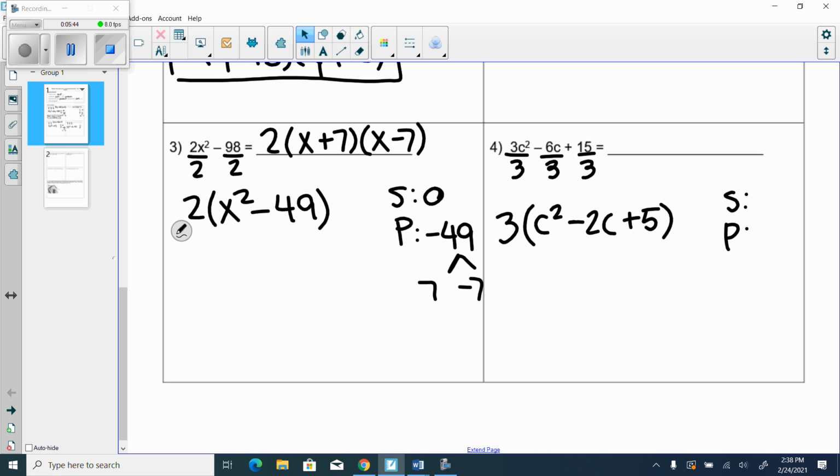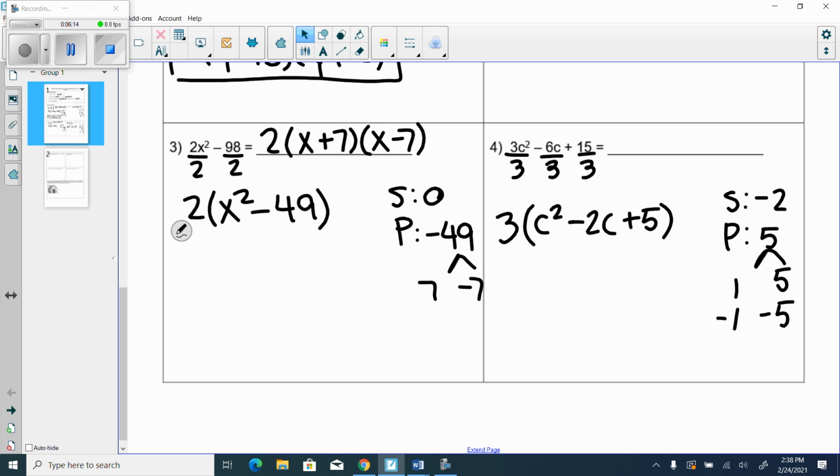So what are our sum and product? Very good. Okay. So now I have to think of something that multiplies to give us 5, but adds to give us negative 2. So does 3 and 2? Not 3 and 2. There's only one thing that multiplies to give us 5, right? 1 and 5. Or, since it is positive 5, we could have used negative 1 and negative 5, right?